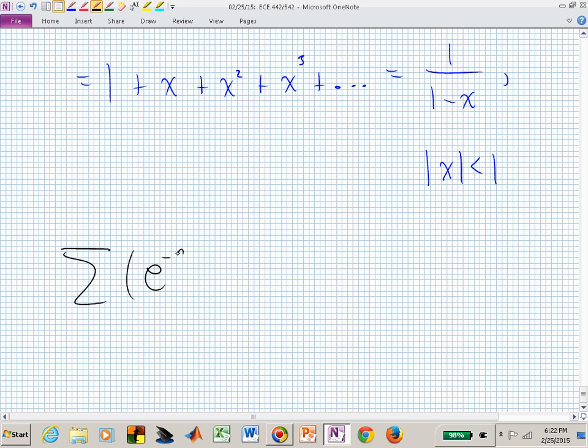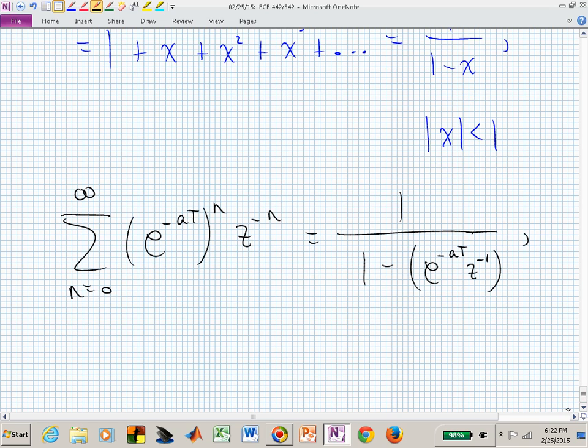We had the sum of e to the minus at raised to the n, z to the minus n, from n equals 0 to infinity. And we said that that's 1 over 1 minus x, but x was actually e to the minus at, z to the minus 1. And that was a valid result as long as x, which is e to the minus at, z to the minus 1, had a magnitude less than 1.